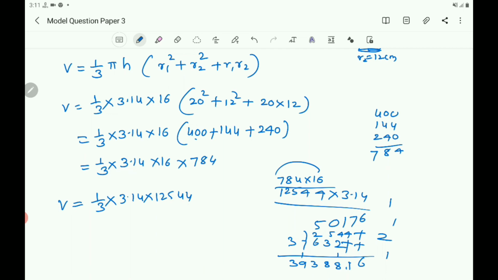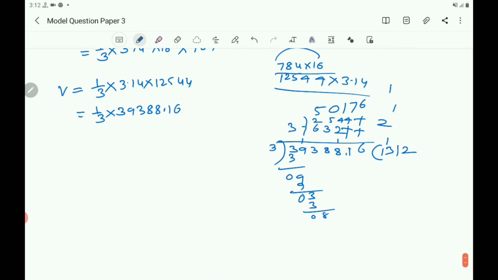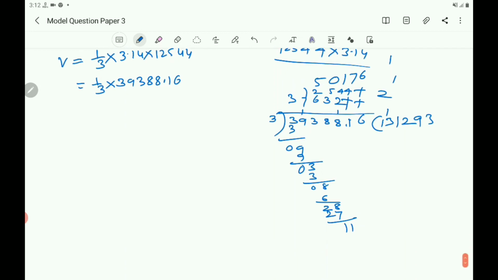So you got 39388.16, that is 1 by 3 into 39388.16. Again you divide it by 3. If you divide it by 3, what are you going to get? 3 1s are 3, 0, 3 3s are 9, again 3 1s are 3, 8, 3 2s are 6, 2 8, 3 9s are 27, 1 1, 3 3s are 9.